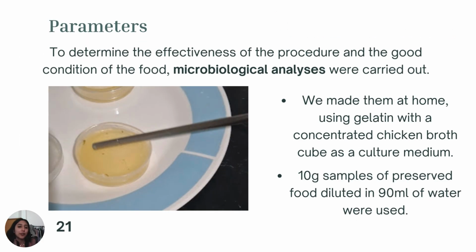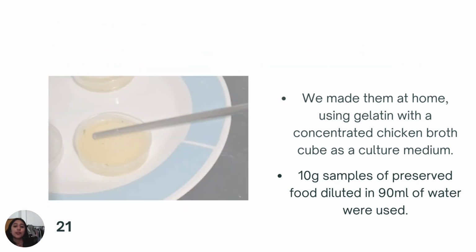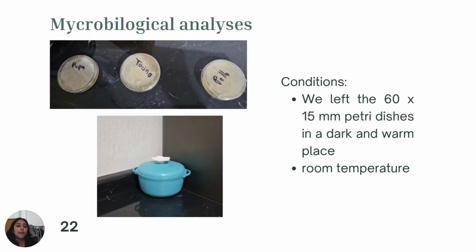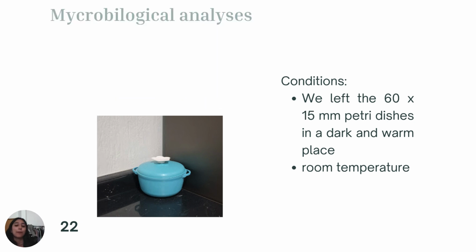And then to determine the effectiveness of the procedure and the good condition of the food for it to be eaten, we made a microbiological analysis. We made it at home using gelatin with a concentrated chicken broth cube as a culture medium. And we used 10-gram samples of preserved food diluted in 90 milliliters of water. The samples were in petri dishes of a size of 60 by 15 millimeters. And then we put them at room temperature, but we tried for it to be like a warm environment.